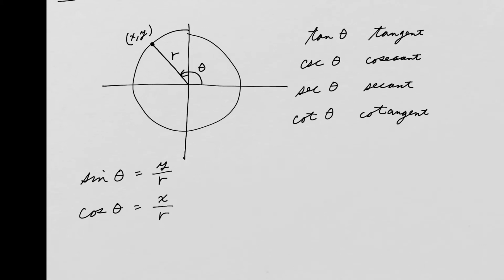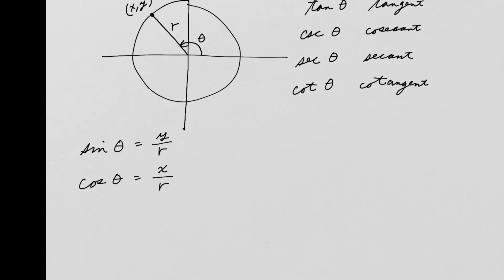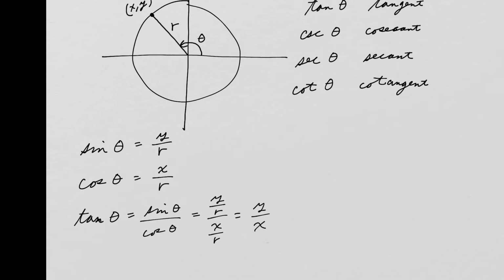Then here comes the new one. Tangent of theta is the same as the sine divided by the cosine. It turns out we can write everything in terms of sines and cosines, which is nice because we can refer back to sine and cosine, which we know fairly well now. Sine is y over r divided by cosine, which is x over r. If you simplify this, it is simply y over x. So that's tangent.